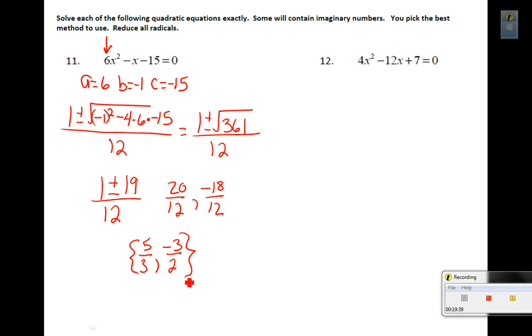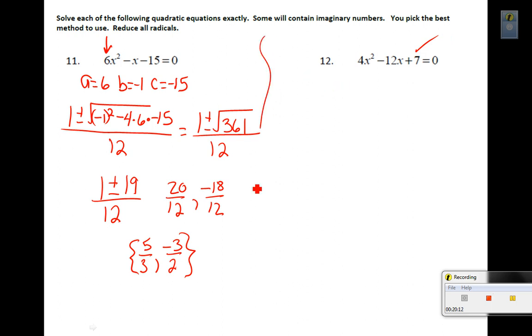Then I have one more to go over with you. But if you think you're good, you can stop the video and get rolling on your assignment. But that's what the lesson is, guys, picking the best method. Hopefully you've looked at number 12 now. You might think perfect trinomial. That's a good start since we know the square root of 4, but we do not know the square root of 7. So we're stuck with the quadratic formula again.